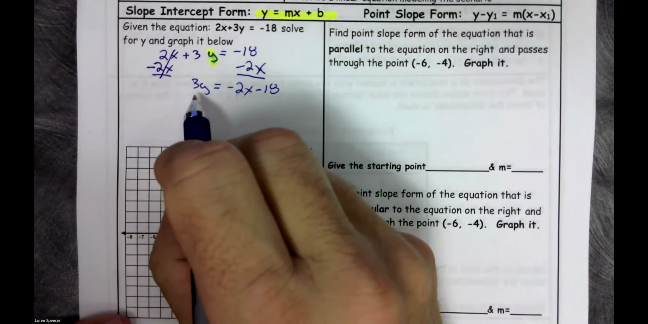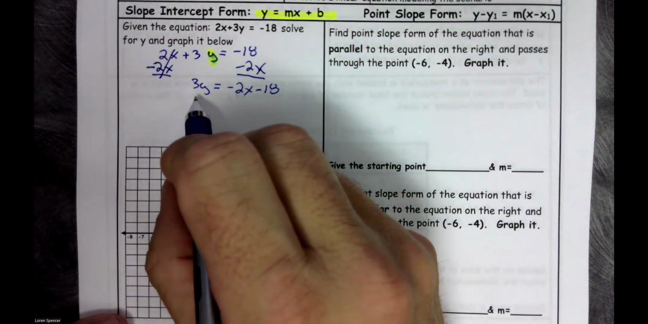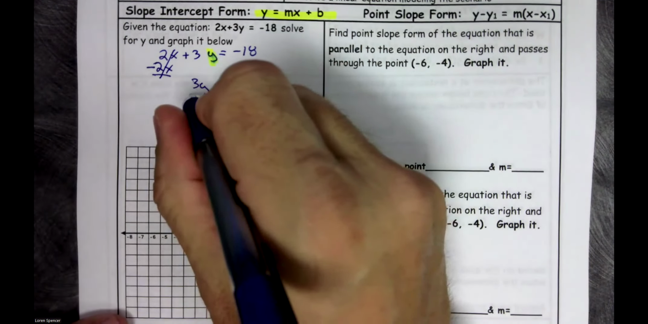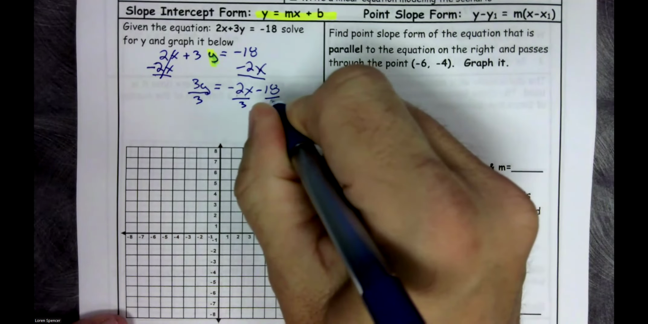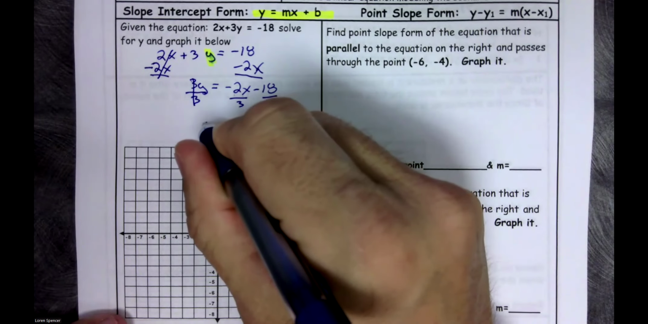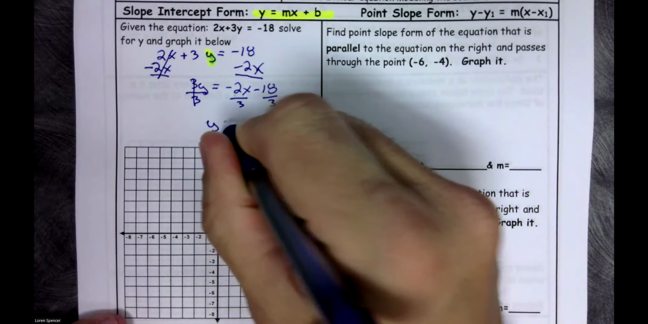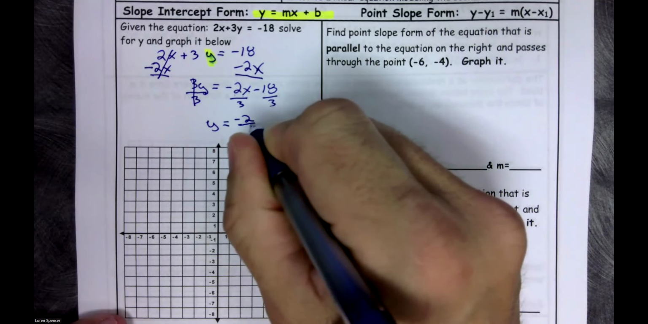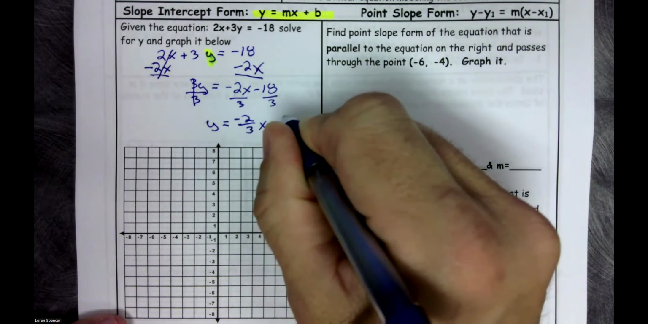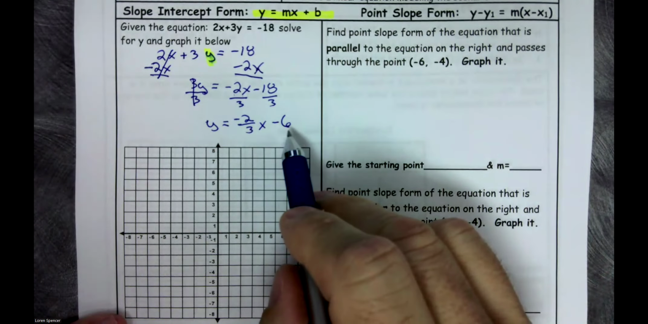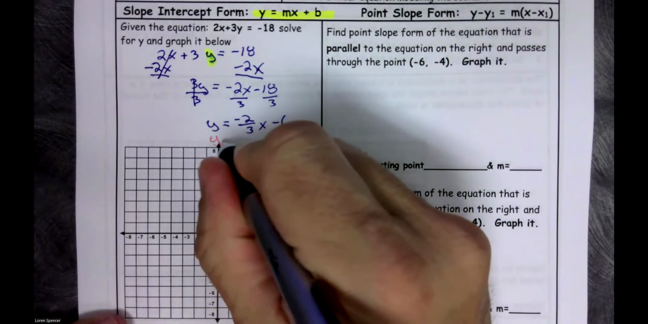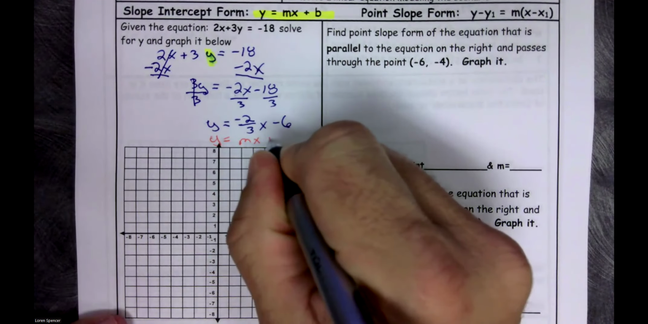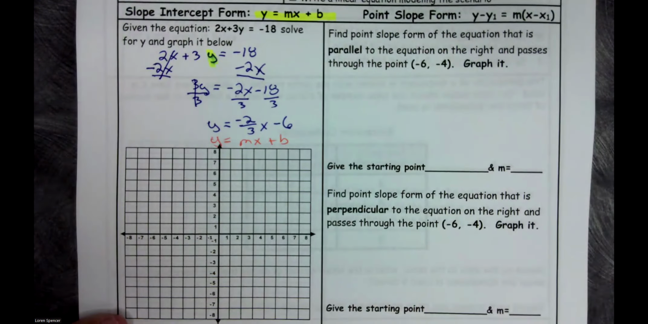Here we have two numbers together, so I need to separate them. If you're separating, you're going to be dividing, so I need to divide by 3. This just becomes 1y, or just y. So y equals negative 2/3 x minus 6. All right, we know my b, because we want it to be y equals mx plus b, and now we look like that.